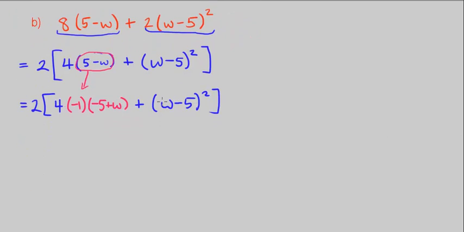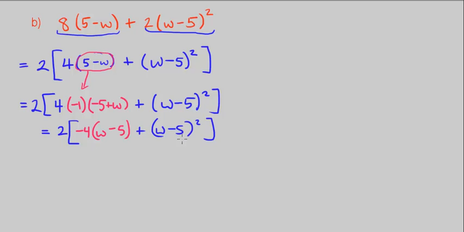And I could rewrite this as w minus 5, right? Negative 5 plus w is the same as w minus 5. I'm just changing the order, and I can do that with addition and subtraction. The order doesn't matter in the parentheses, right? 4 times negative 1, I can multiply these and get negative 4, right? So that's all I'm going to do for this step. So it's 2 on the outside, factored out already, plus w minus 5 squared.